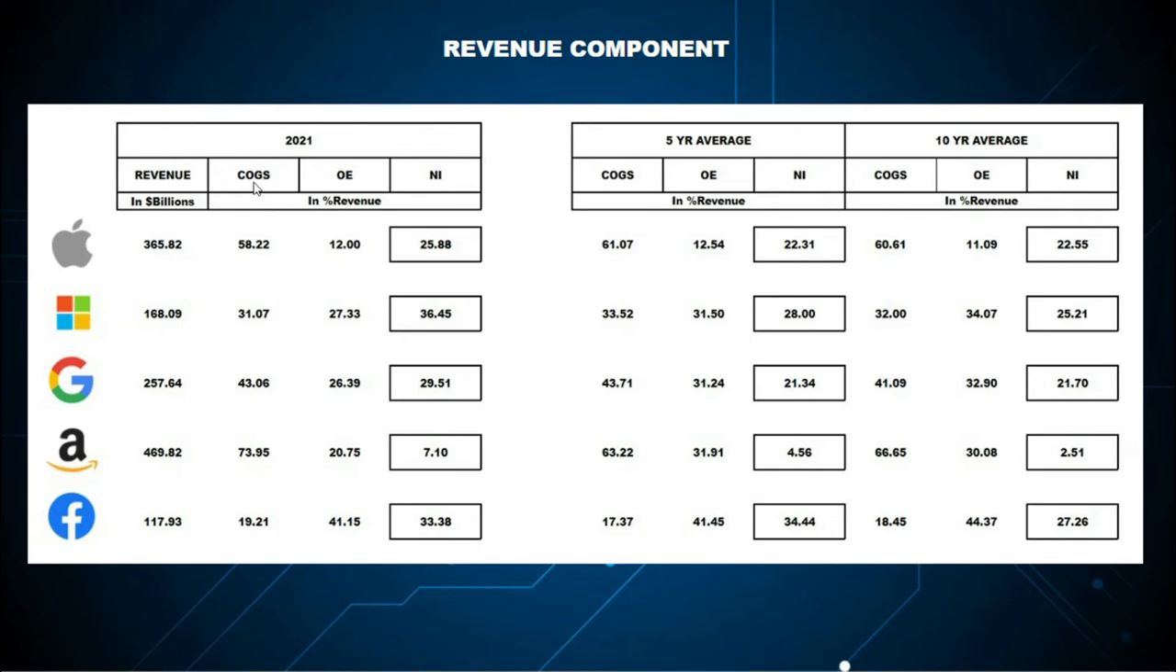COGS, operating expenses, and net income. COGS is the cost of goods sold or cost of revenue. This is what it costs them to make the revenue. OE or OPEX here is operating expenses, things like SG&A and R&D. And sometimes unusual expenses are priced in here.